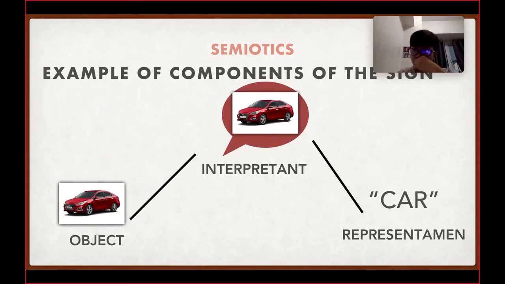Here we have a car. Interpretant: when you say car, it comes to our mind that it is a mode of transportation. The object, in this case, is the physical object, the vehicle itself. On the other hand, the representamen is the word here on this part. I have another example, but it's not part of the slide: the traffic light stop sign.